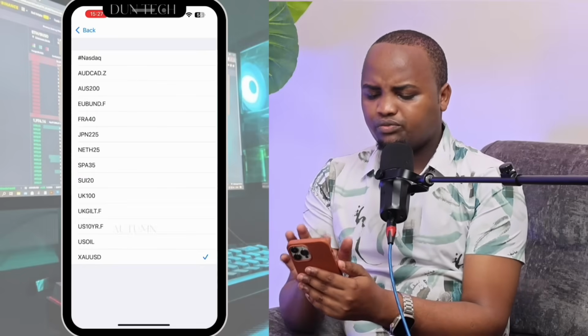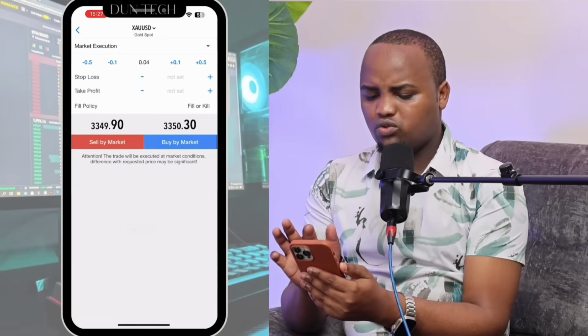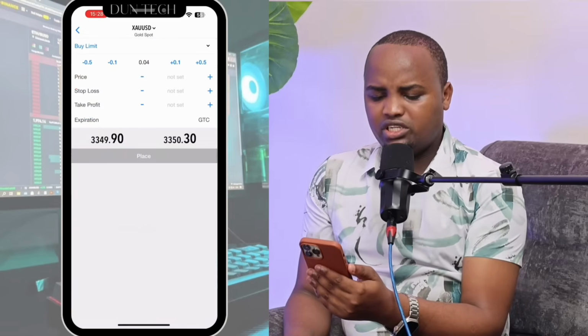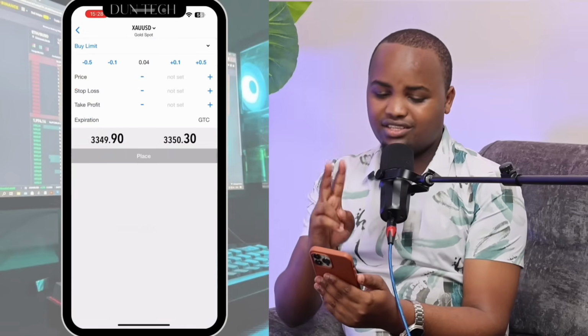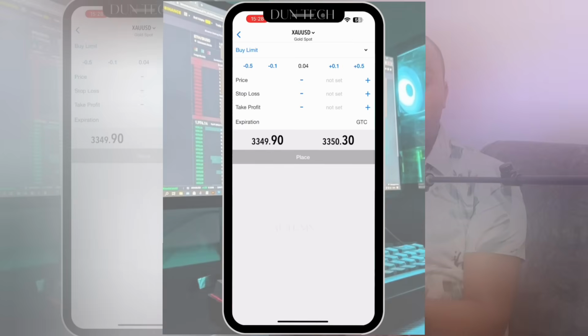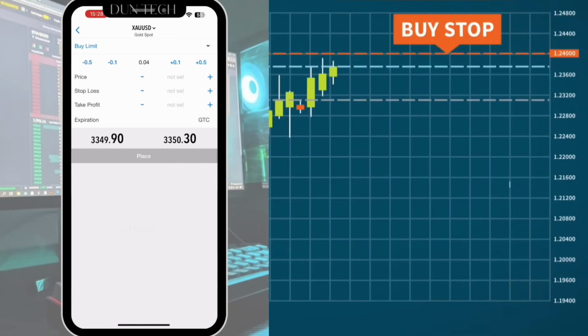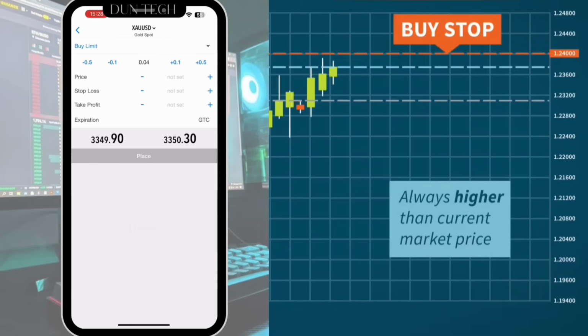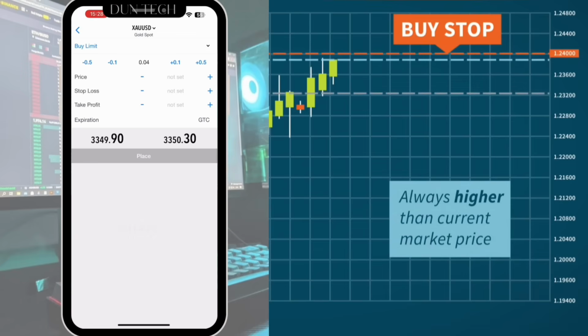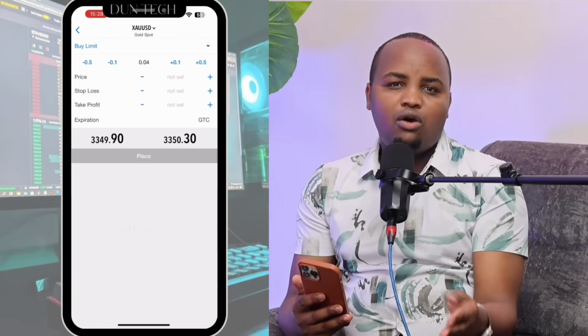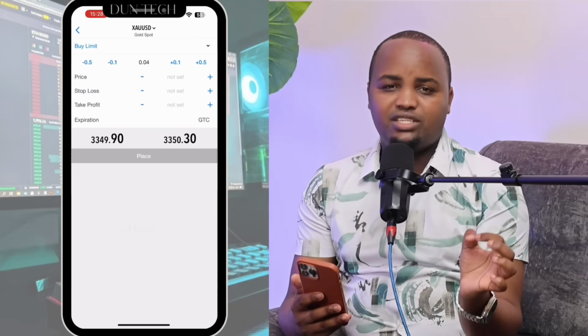But when you go to the other orders like buy limit, it is going to provide you with three things: the price, stop loss, and the take profit. What does that mean? You can buy at a certain price that you really want, and this is buying below the current price.